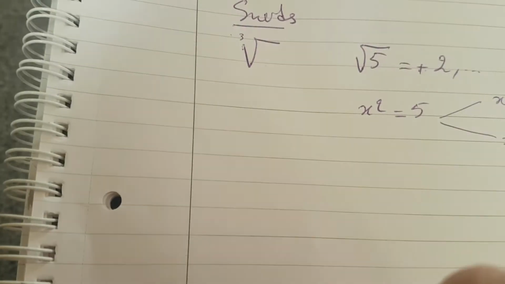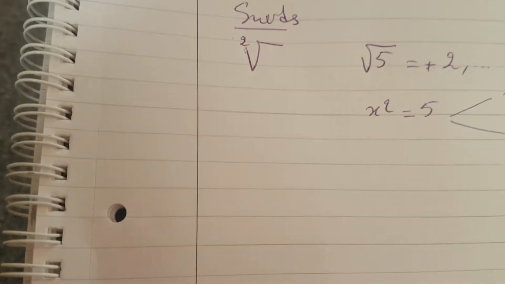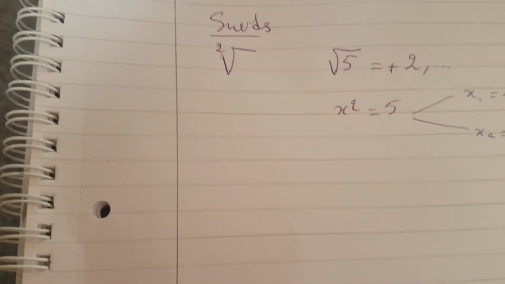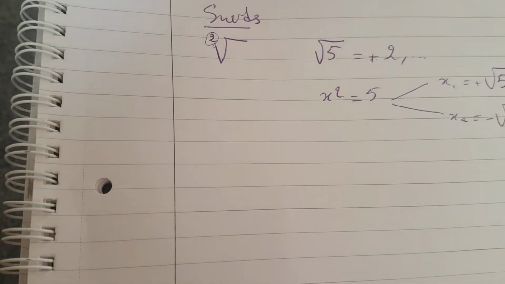If we have a cube root, then we just put a number 3 here. For square root, we can write a small 2 here, but because mathematicians try to simplify the writing, we don't write the 2 there, but if you write it, that's still correct.